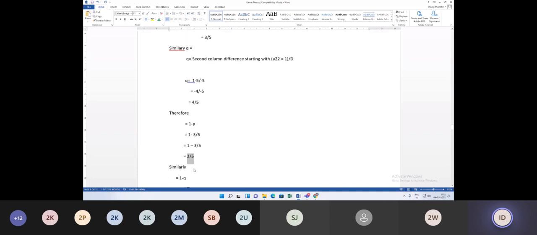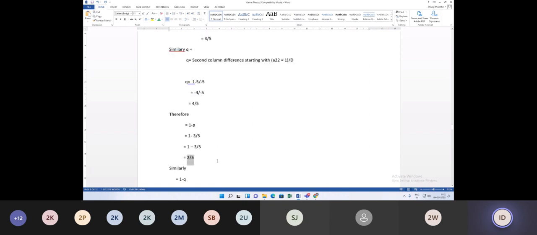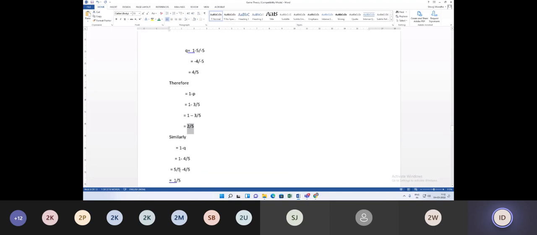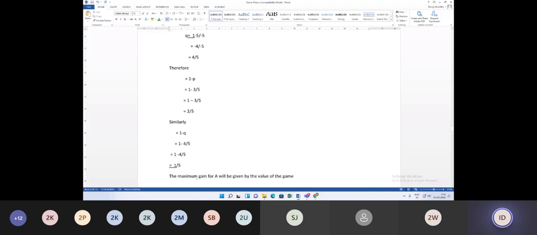So similarly, 1 minus Q. Q is calculated here. Q is 4 by 5. So 1 minus Q, 1 minus 4 by 5. Right? Again, this is wrong. This should be 1. 1 minus 4 by 5 is, yes, right, it is 1 by 5.